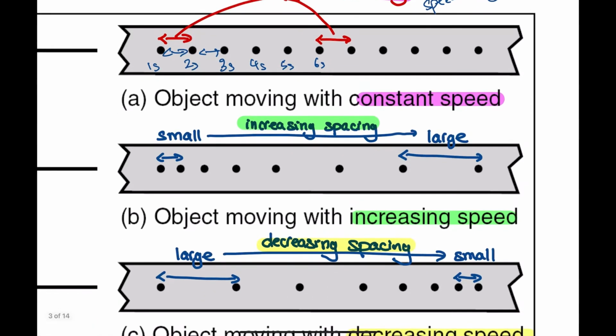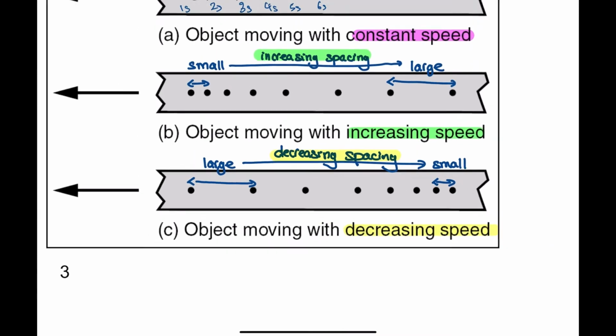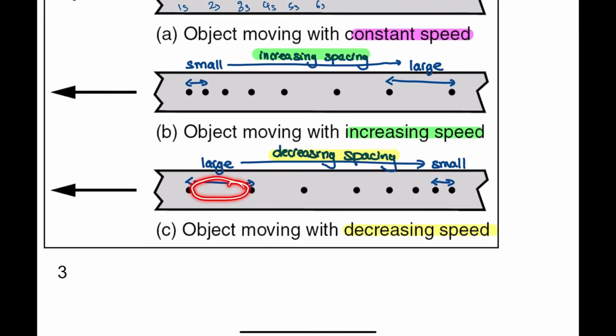However, if the next one down here has a small gap here, but a very large gap here, the distance has increased per unit time. So it tells me that there is increasing speed. But in the other case, where there's a large distance here and a small distance here, the distance has decreased. Because the distance has decreased, it means it's moving at decreasing speed.